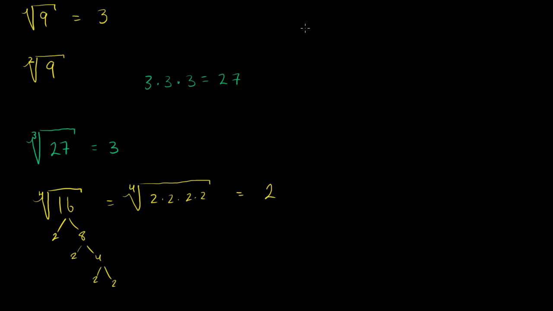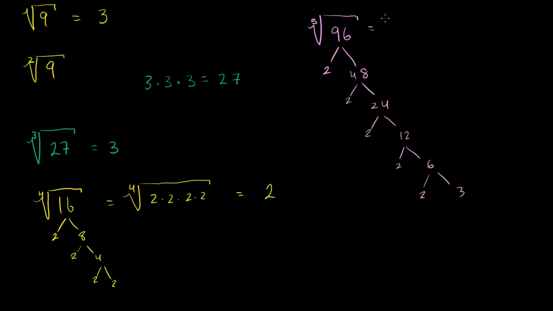Let's say I want to simplify this expression. The fifth root of 96. So like I said before, let's just factor this right here. So 96 is 2 times 48, which is 2 times 24, which is 2 times 12, which is 2 times 6, which is 2 times 3. So this is equal to the fifth root of 2 times 2 times 2 times 2 times 2 times 3.